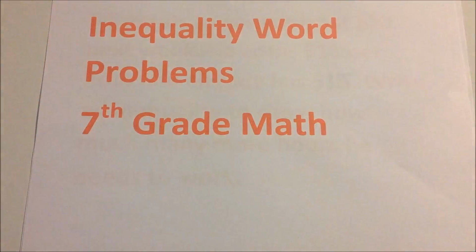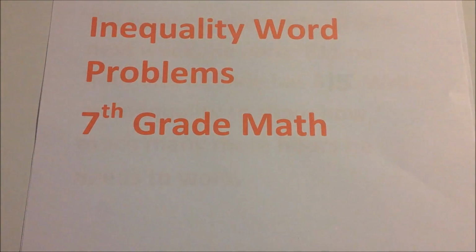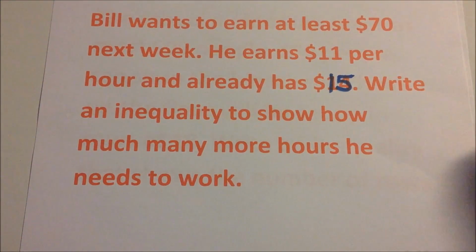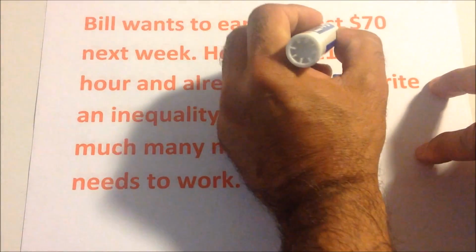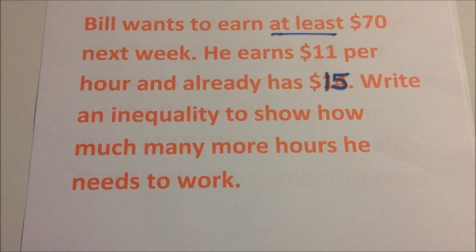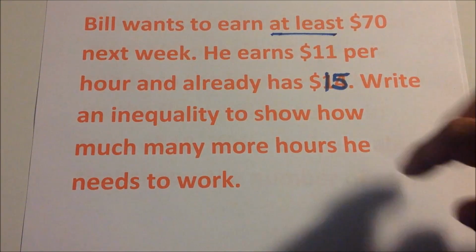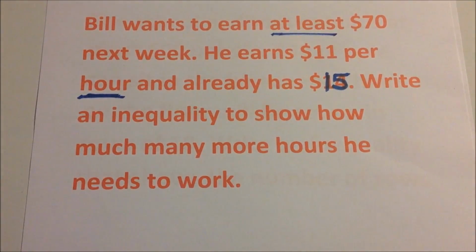Inequality word problems. And we already have done word problems with equations. It's not much different. So let's look at the first one. Bill wants to earn at least, and here's our key word, we should underline it, at least $70 next week. He earns $11 per hour. It's another key word, hour. And he already has $15.